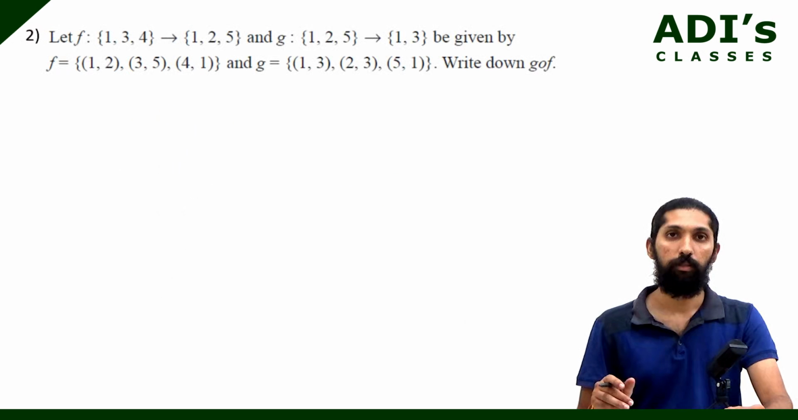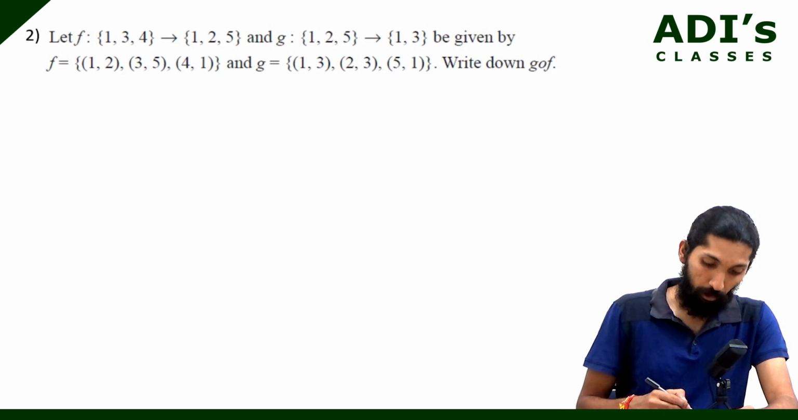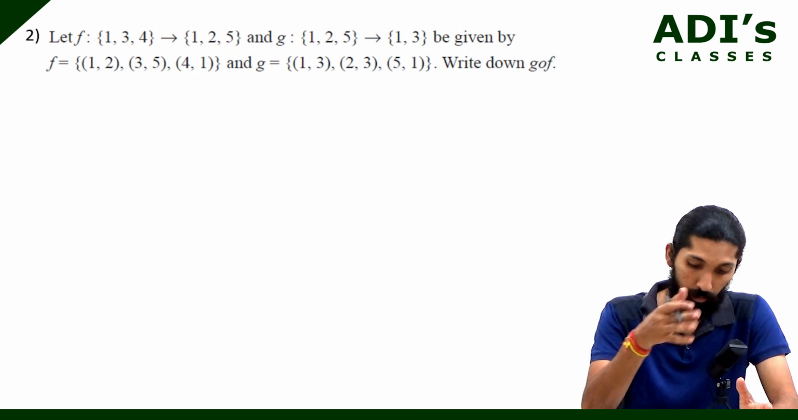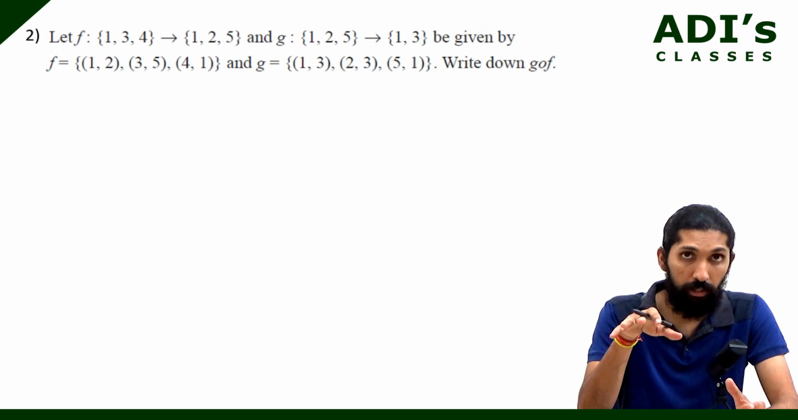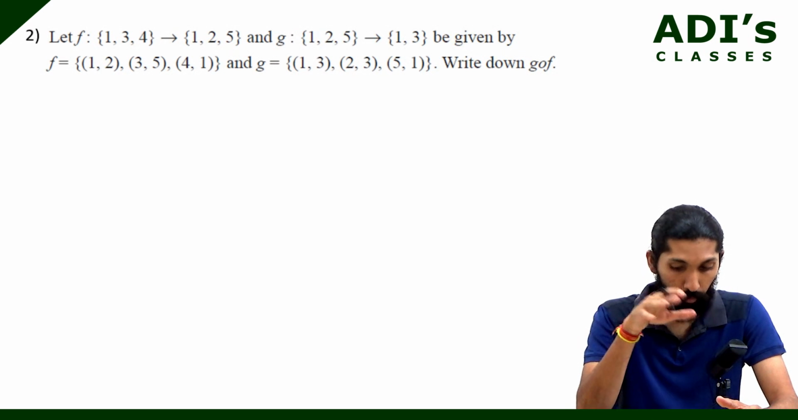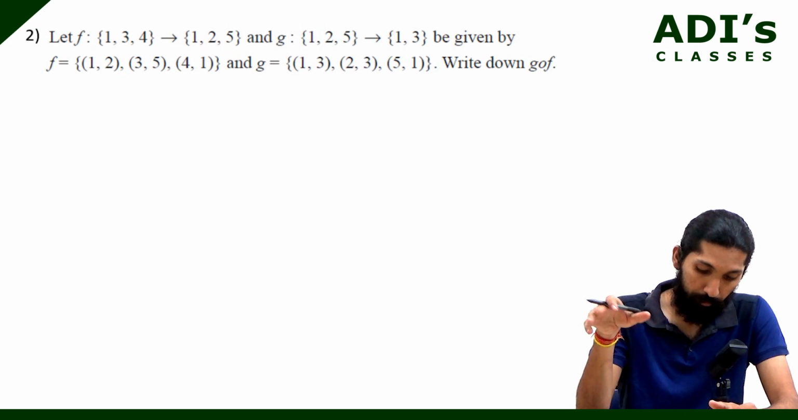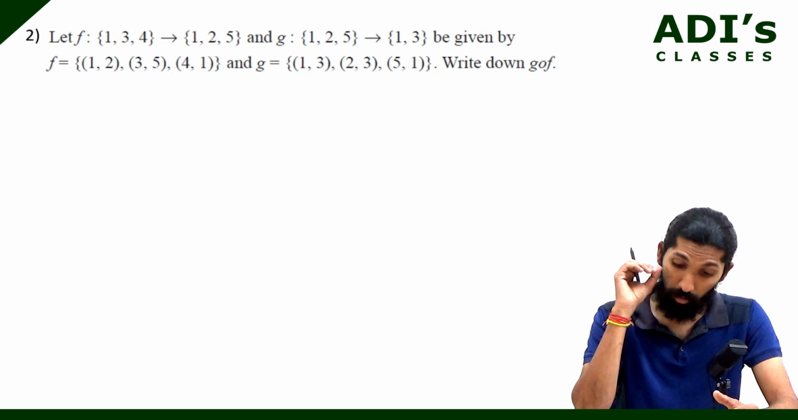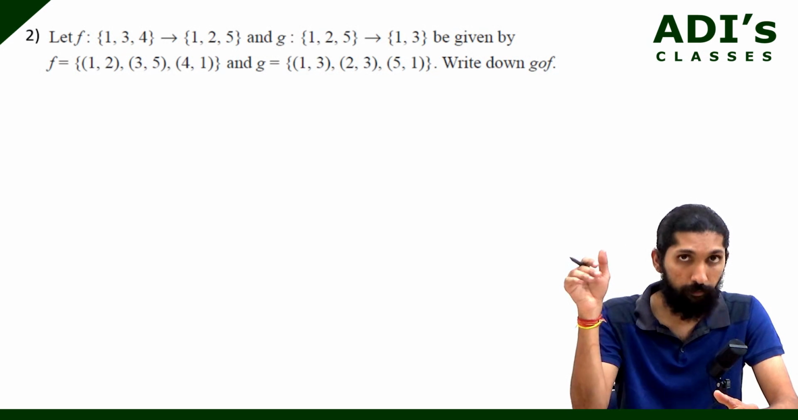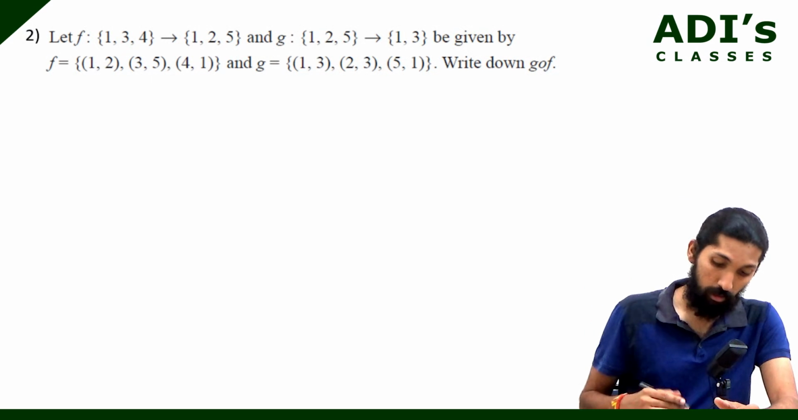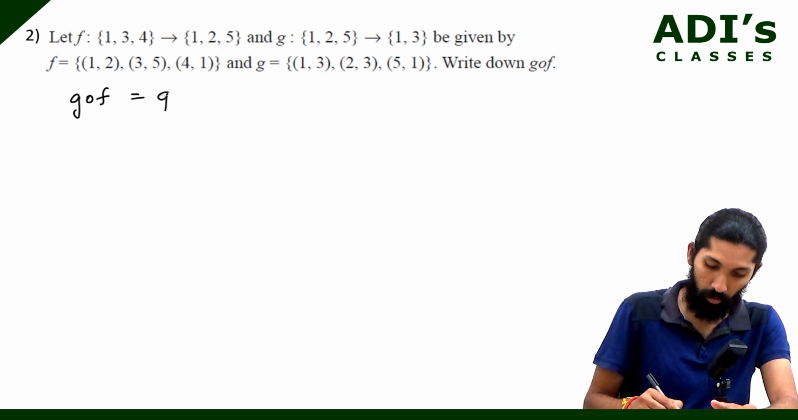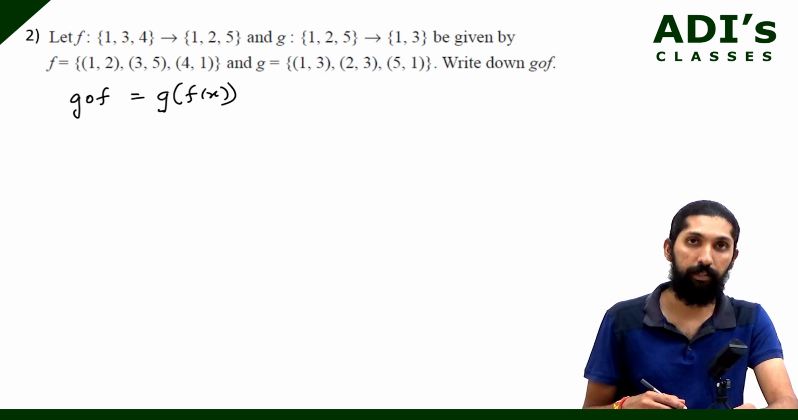Now let's do the next one. See, the second one, you have f is from {1, 3, 4} to {1, 5}, and g is from {1, 5} to {1, 3}, and it is given by. So f is given, g is given. Now they're asking you what is g of f of x. So here, this is g of f of x, right?